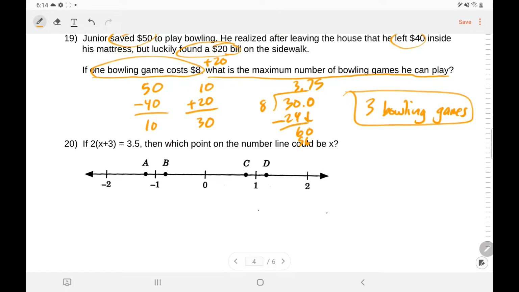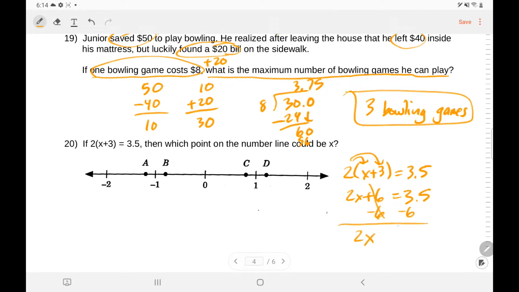If 2 times x plus 3 equals 3.5, then which point on the number line could be x? Okay, so if we have parentheses, that means we need to distribute. 2 times x is 2x, and 2 times 3 equals 6. So we have 2x plus 6 equals 3.5. Let's subtract 6 on both sides. And we get 2x equals negative 2.5. Now we divide 2 on both sides, and we get x is equal to negative 1.25.